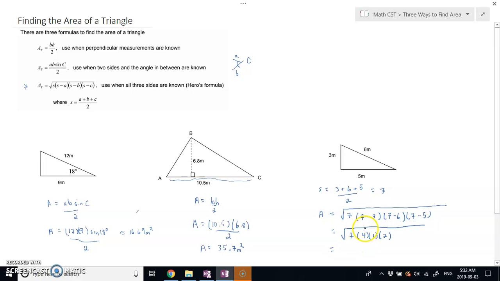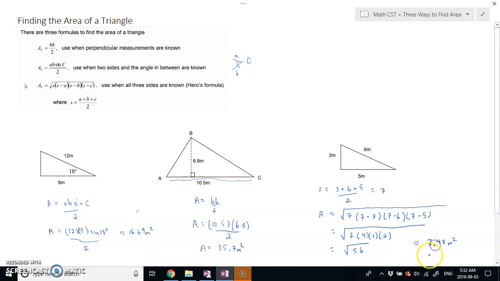Now, will they always be small numbers like this example? Certainly not. Next, dealing with the BEDMAS, you have to multiply 7 times 4 times 1 times 2 under the root. And when we do that, we're going to get the square root of 56. And then you can take the root of your answer. And that answer is approximately 7.48 meters squared.